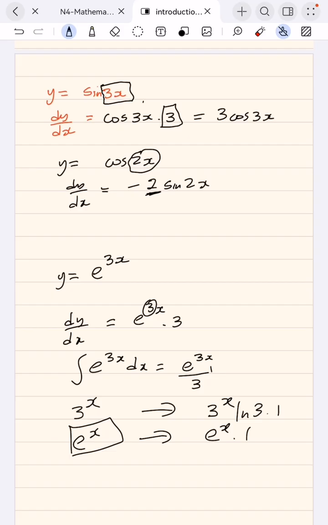Next video, we will start with differentiation. I will start from the chain rule. After the chain rule, we can do the product rule and quotient rule.